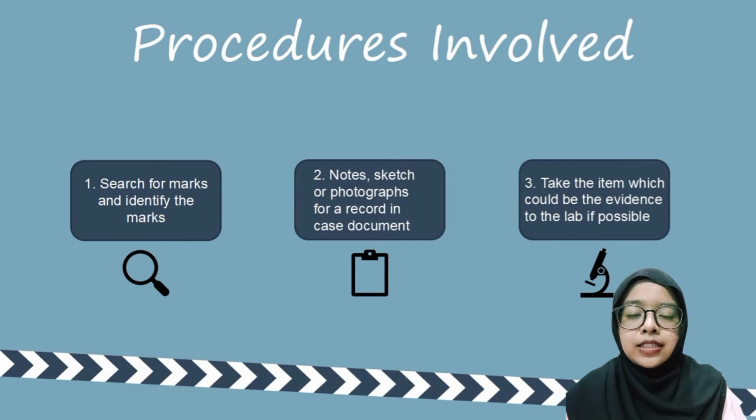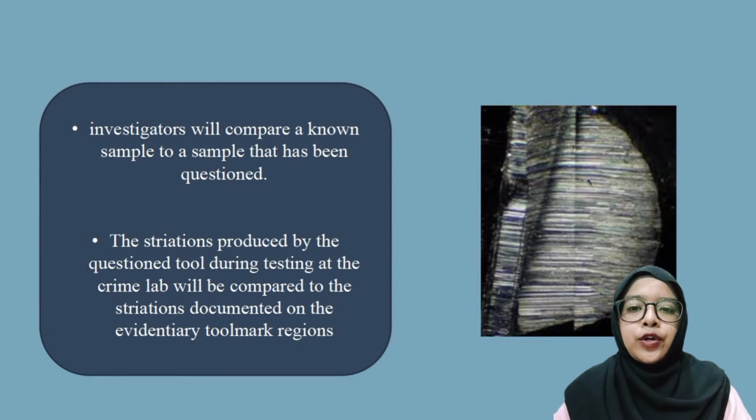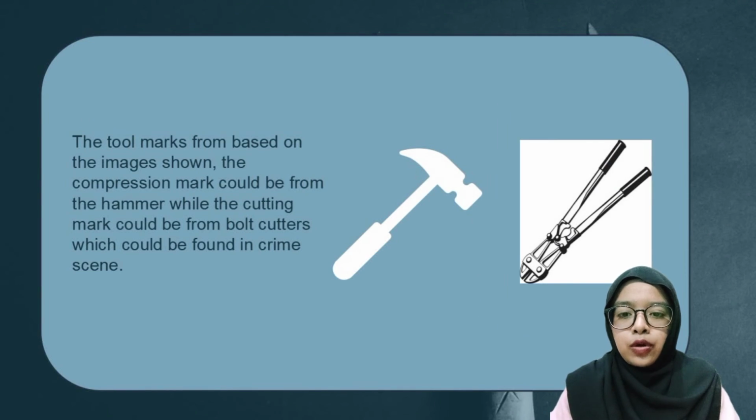The procedure involved in order to analyze the evidence is, the first one is to search for marks and identify the mark. The second one is to note, sketch and photograph for a record in a case document. And the third one is to take all the possible evidence to the lab for further investigation, such as by using a comparison microscope. Basically, in the lab session, the investigator will compare the known sample with the questioned sample.